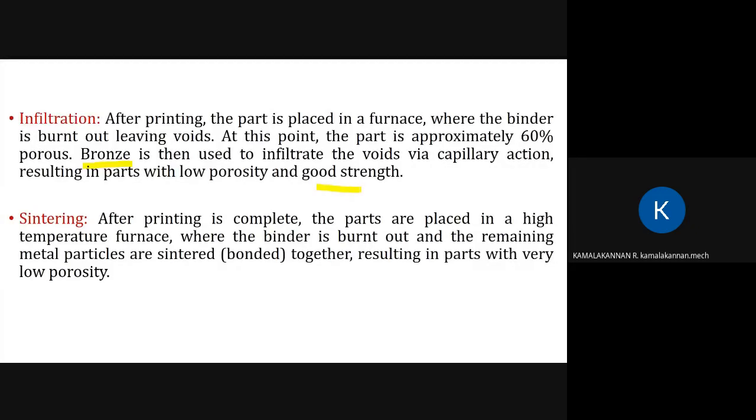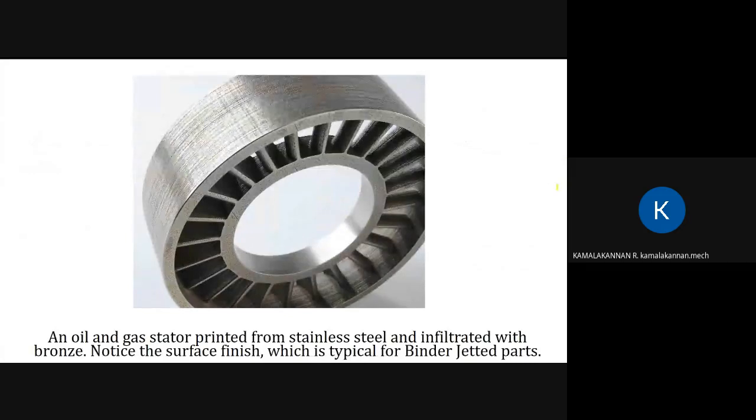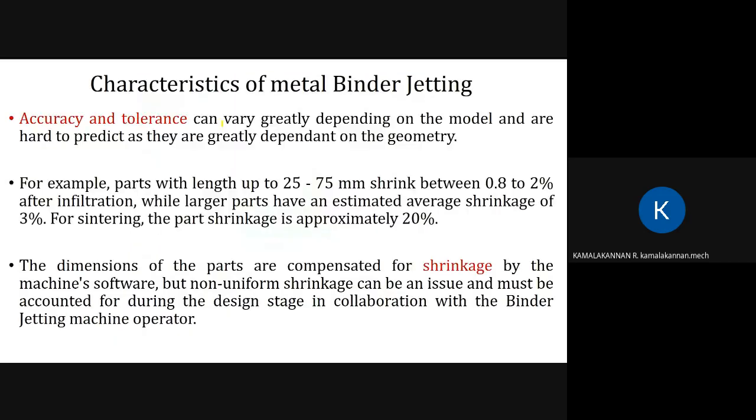Okay, so it is one example. I just want to show you a material that has been infiltrated. See the surface, you're not getting a good surface finish. It will be like that because of the porosity, and it has been filled with the infiltrated material, which is bronze here. Okay, so what are the important characteristics of metal binder jetting here?